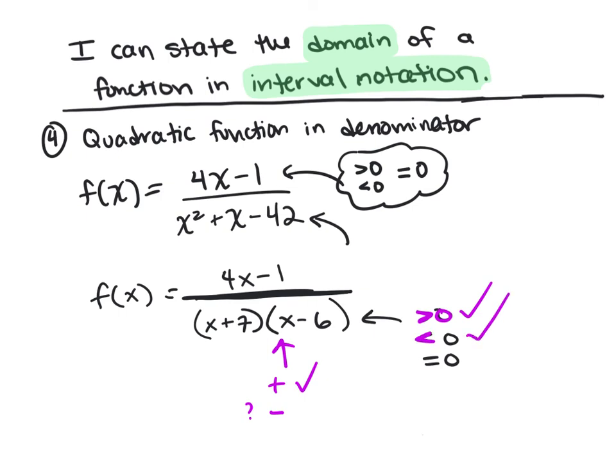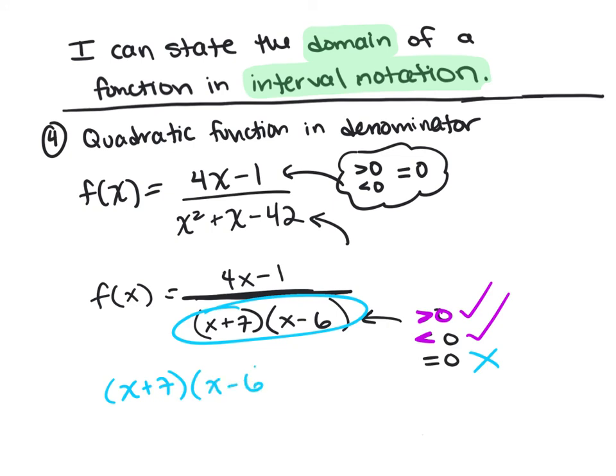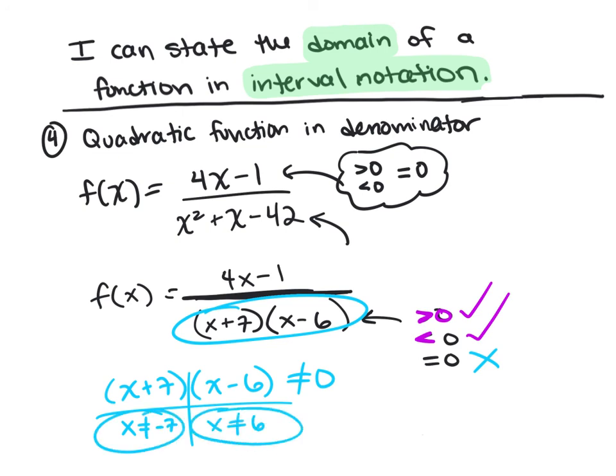It can be negative. Well, for what values of x does this make the denominator become undefined? We know this denominator cannot equal 0. We've already established that it can't equal 0. So let's write: we have x plus 7 times x minus 6, which we know cannot equal 0. So what are the x values that make it go to 0? T-chart. x can't equal negative 7, and x can't equal 6. So guys, x can be anything but these numbers.